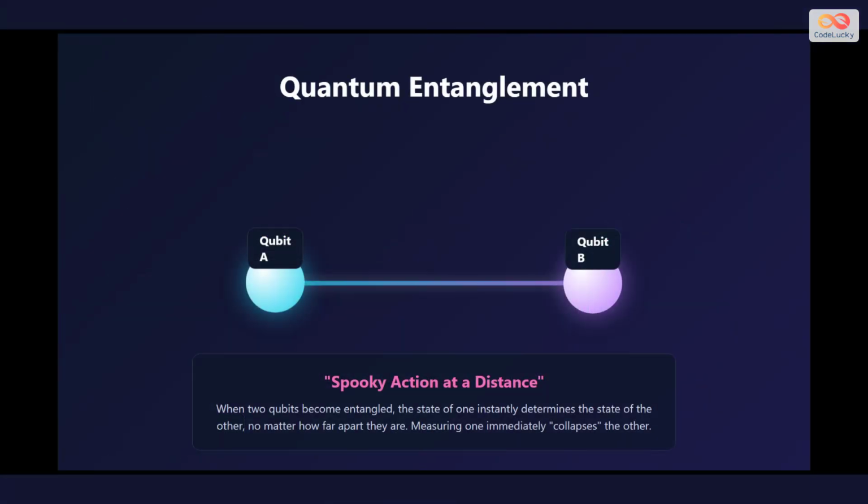Next is the concept that Albert Einstein famously called spooky action at a distance. Entanglement is a special connection between two qubits. When they become entangled, they lose their individual independence. Measuring the state of one qubit instantly tells you the state of its partner, no matter how far apart they are. We use this in programming to link parts of a system together in ways classical logic simply cannot replicate.